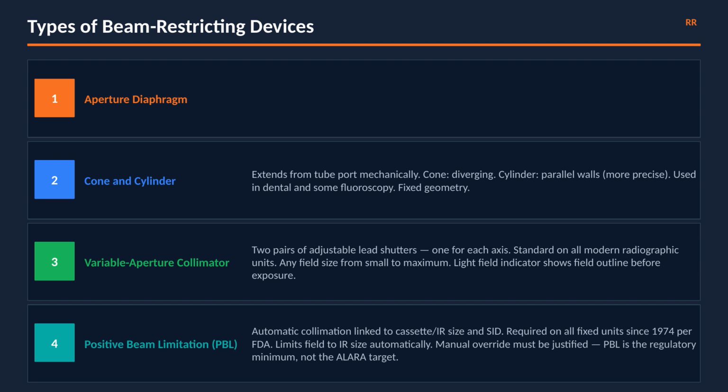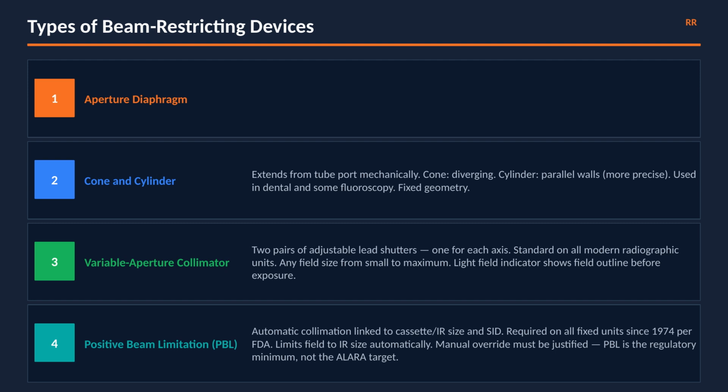The cone and cylinder extend from the tube port, mechanically restricting how far the beam diverges. Cones are diverging. Cylinders have parallel walls and provide more precise restriction. Used in dental radiography and some fluoroscopy applications. Also fixed geometry.